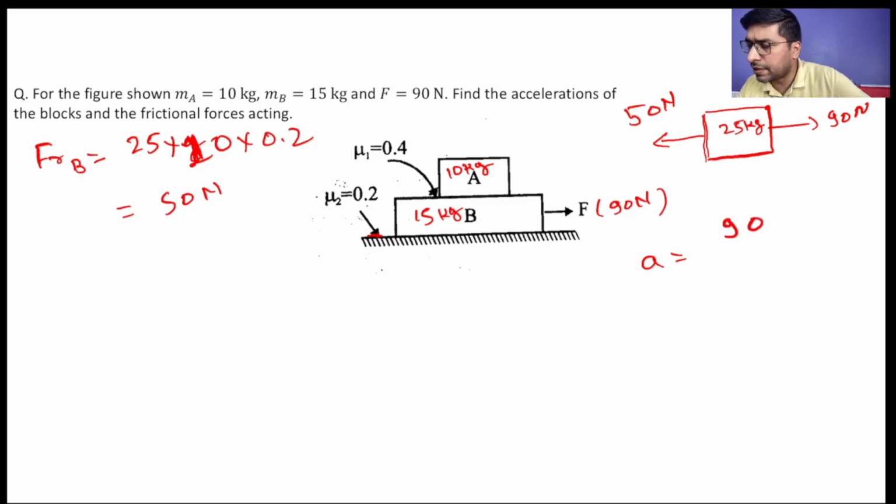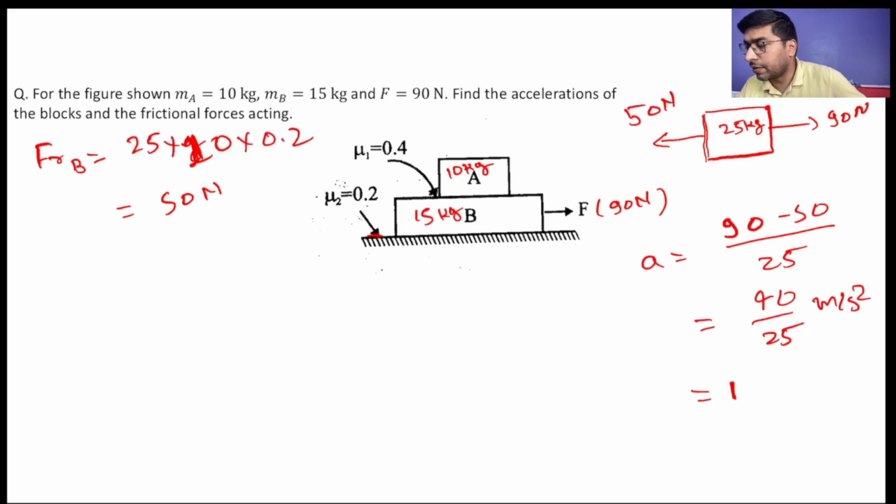Acceleration of this A and B system is 90 minus 50 by 25, that is 40 by 25. So how much will it come? This much meter per second square. 15, 1 is 15, and 10 left, right? Sorry, 15 and 6, 150, so 1.6 meter per second square, right? So the acceleration of this system will be 1.6 meter per second square.